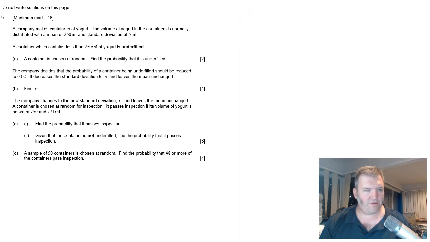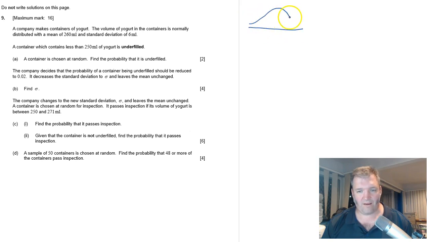Alright, we are getting closer to the end. This is question 9, May 2015 IB SL Maths Time Zone 1 Paper 2. A company makes containers of yogurt. The volume is normally distributed with a mean of 260 and a standard deviation of 6.